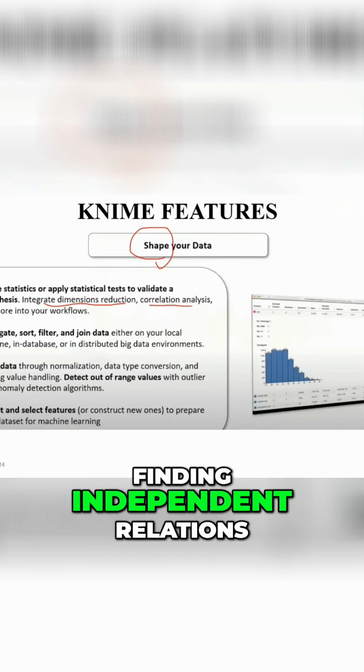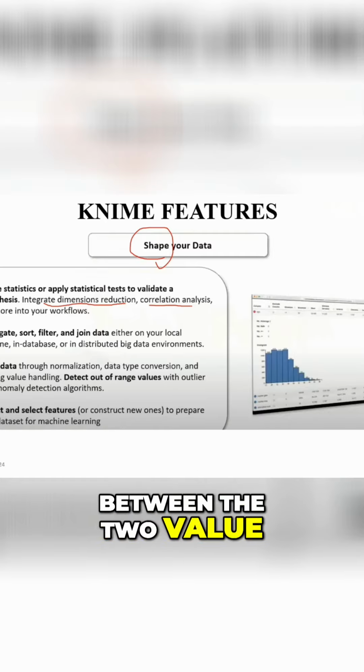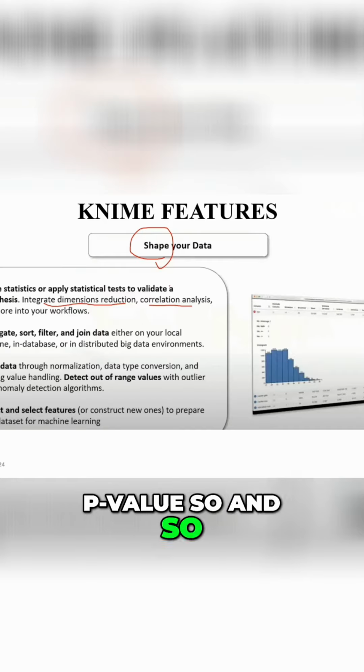Shaping our data means that for any large number or any size of data, the dimensions or features can be reduced. Using correlation analysis, we can find the statistics of the data, such as finding independent relations between the two values and finding the coefficient and p-value, so that we can have the statistical data for a particular data set. Not only that, we can transform the data by finding some aggregate, sort, filter, and join the data.